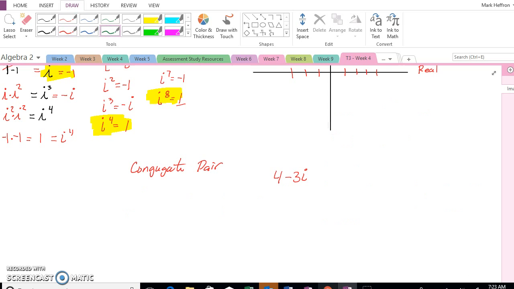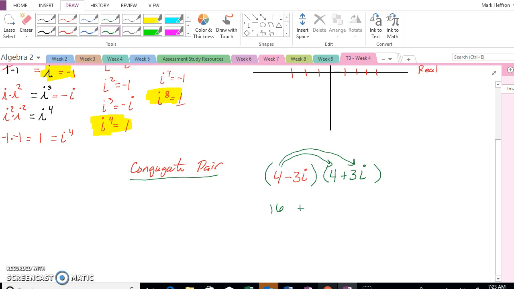Another common SAT type problem is this idea of the conjugate pair. If we want to get rid of imaginary numbers, we would have to multiply 4 minus 3i times the conjugate pair, 4 plus 3i. As we do, 4 times 4 is 16. 4 times positive 3i is 12i. Negative 3i times 4 is a negative 12i. And negative 3i times 3i is negative 9i squared.